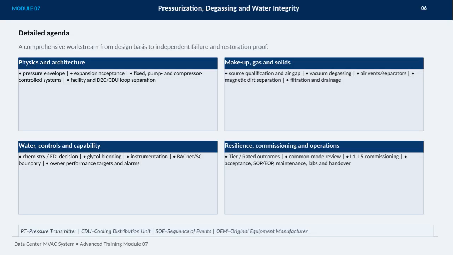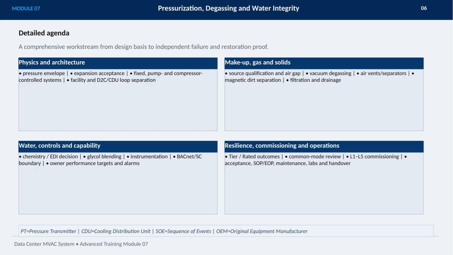This module, titled Pressurization, Degassing, and Water Integrity, covers an extensive and detailed agenda designed to guide you through the entire workstream, from the initial design basis all the way to independent failure analysis and restoration proof. We'll start by exploring the physics and architecture of the system, focusing on key concepts like the pressure envelope, expansion acceptance, and the distinctions between fixed, pump, and compressor-controlled systems, along with how facility and D2C or CDU loops are separated.